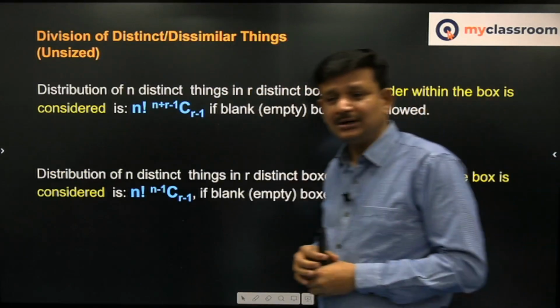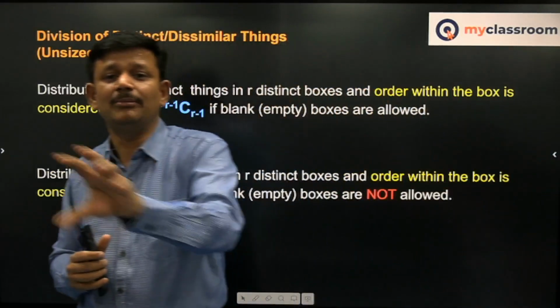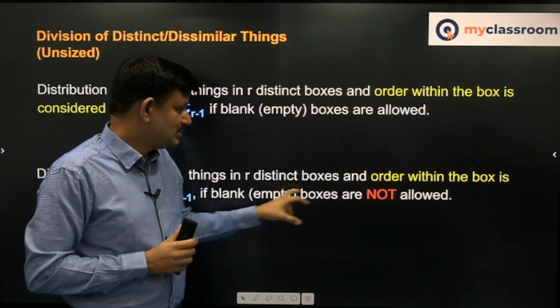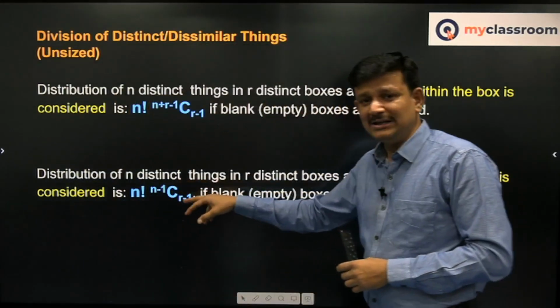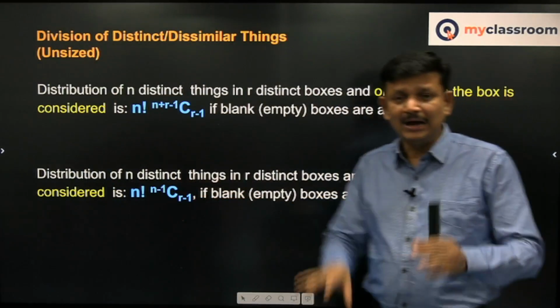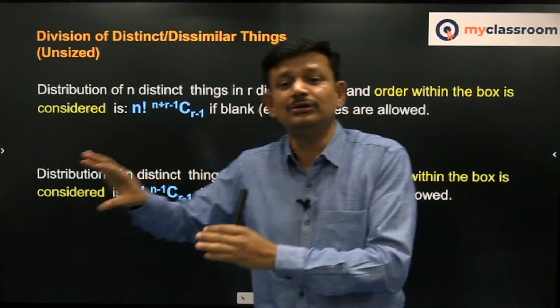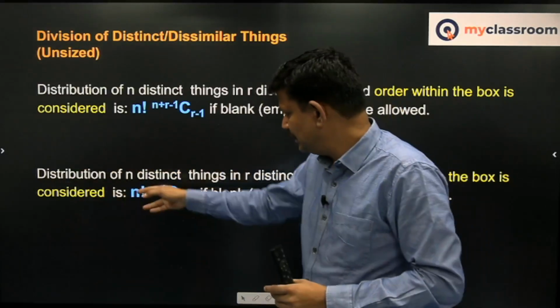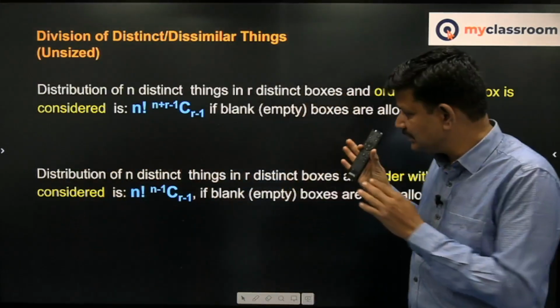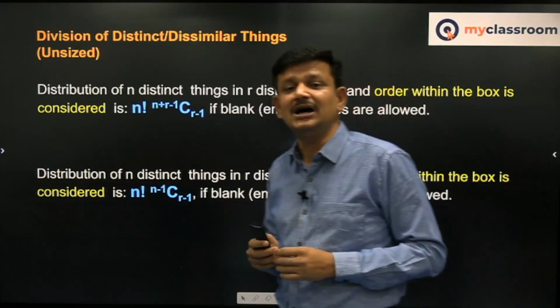If empty boxes are not allowed, first you have to decide how many things are going into each of the boxes. That decision, by the multinomial theorem, you can take in n minus 1 C r minus 1 ways, and once you have decided how many are going to each box, then you can permute all these n things among themselves in n factorial ways. So what will be the result? n factorial into n minus 1 C r minus 1.